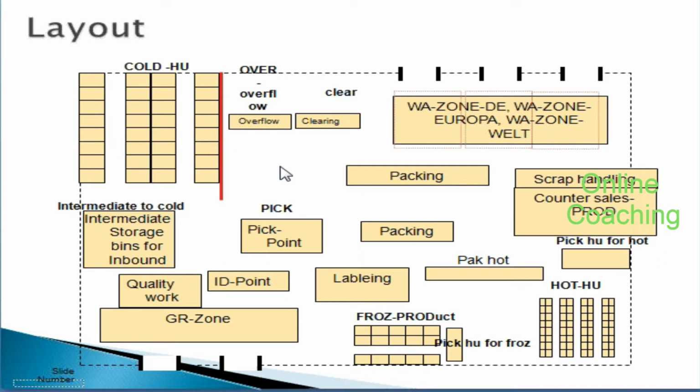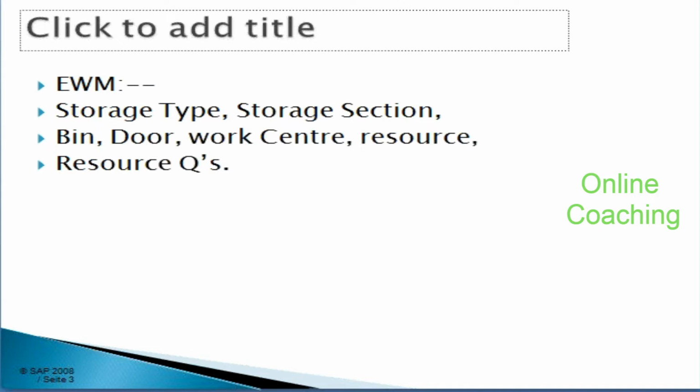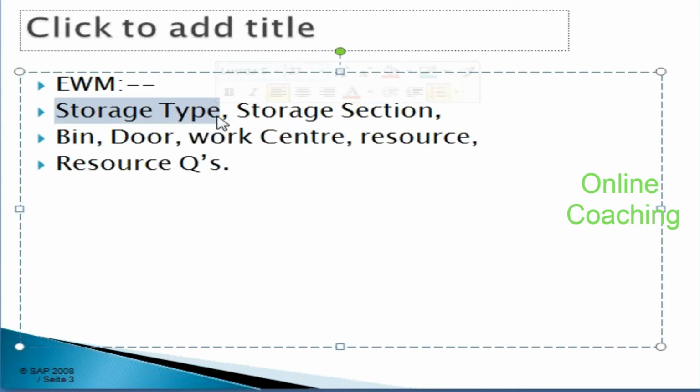Suppose tomorrow you want to create a packing work center, that particular packing work center bin should belong to a storage type having the role of a work center. So that point we should never forget. The storage type defines the spatial characteristics, and apart from that, it even defines the characteristics of the bin also. That means whether the bin can be used as a work center, or as an ID point, or as a pick point.